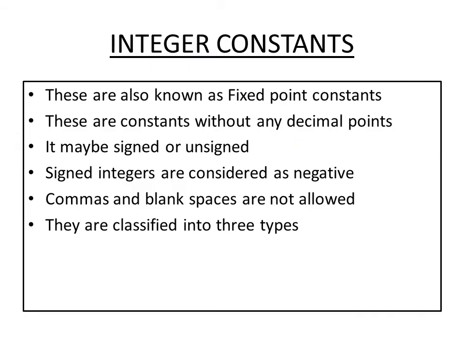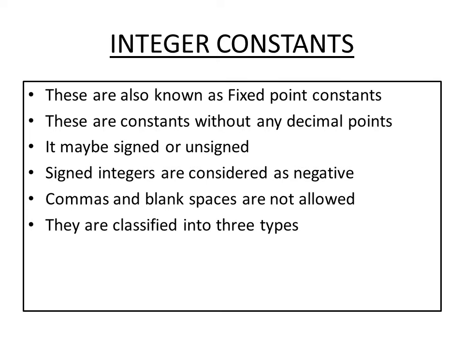Integer constants. These are also known as fixed point constants. Like the name indicates, they should not contain any decimal points. They should only contain the integer part. They can be signed or unsigned. Signed means it can have a negative sign, and unsigned means positive. When we write a number bigger than 1000, for example 5000, we usually write 5, comma, 000. But in the programming language, we cannot use commas or blank spaces.